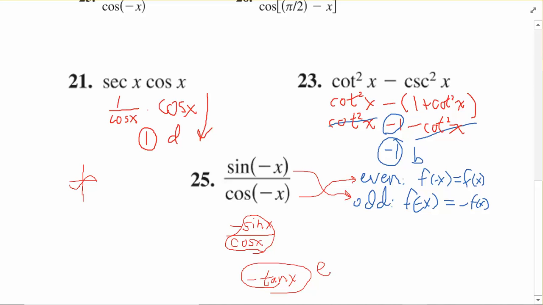So that's how you do that. Now you get to do the even ones on that section on your own, and then you can do the same thing for 27 through 32.